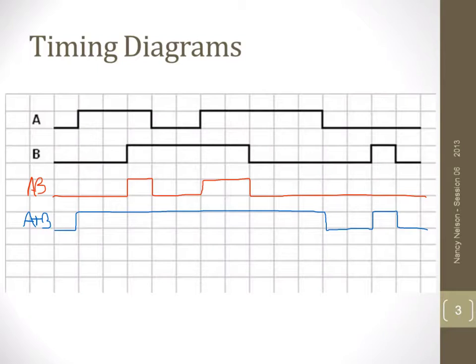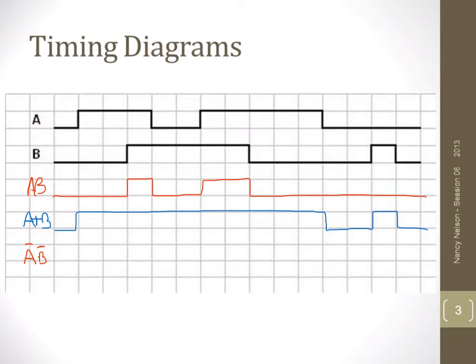Let's do one more example. This time, let's do A not ANDed with B not. In this case, both of our inputs have to be low in order for our output to be high. So let's take a look in our waveforms. Both of them have to be low for our output to be high. So in this case, we're going to start with a high. Then the next time they're both low is way over here. So we have two time periods over here where they're both low, and then the very end.